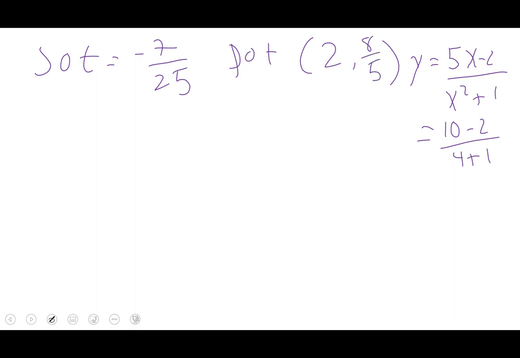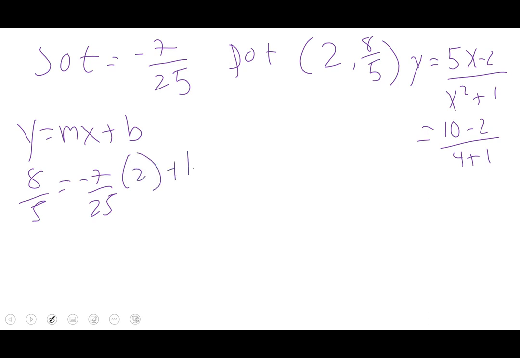So I have my slope of the tangent line. I have my point of tangency. So y equals mx plus b. So 8/5 equals negative 7/25 times 2 plus b. 8/5 equals negative 14/25 plus b. Sorry, that's still just 8/5.